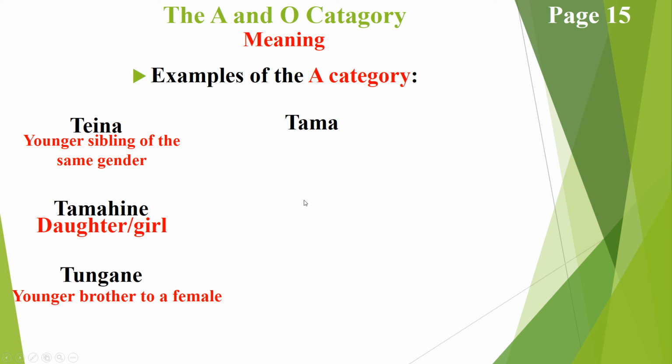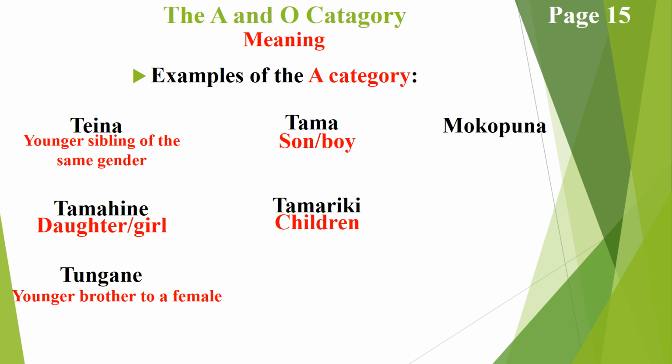Now we're looking at tama, which can mean son or boy, but in this context I'm using it for son. For a father or mother, this tama is put into the are category because of the status of the son, which is never higher than the father or the mother. Ka pai? Now we're looking at tamariki, which is children. Children are put into the are category because they are of lower status than their parents. Mokopuna, same again, they're never higher than their grandparents. So they are put into the are category. Grandchildren are in the are category.